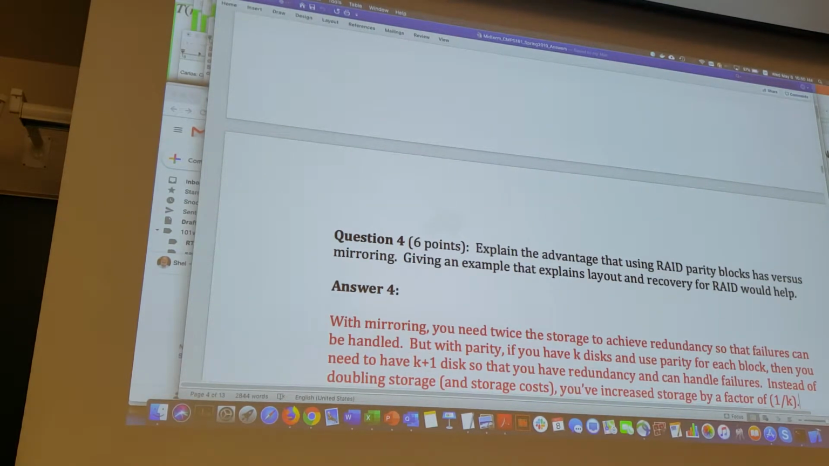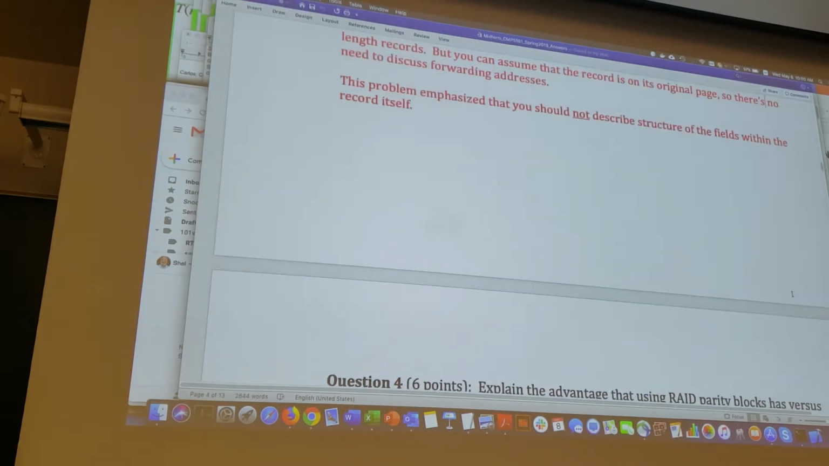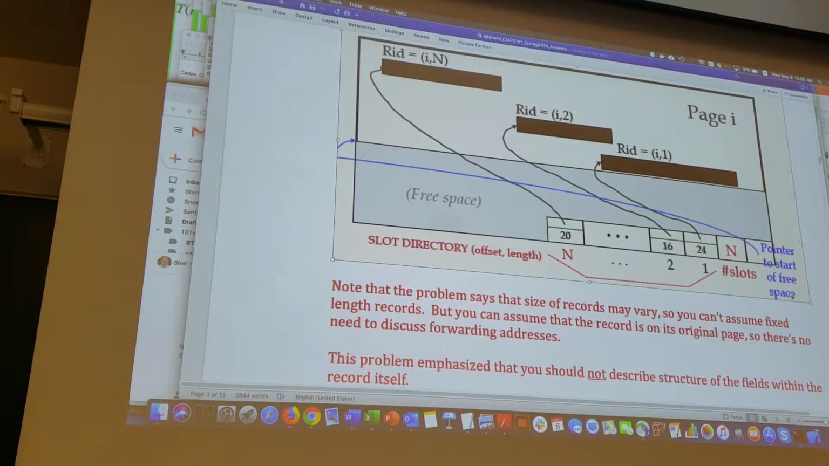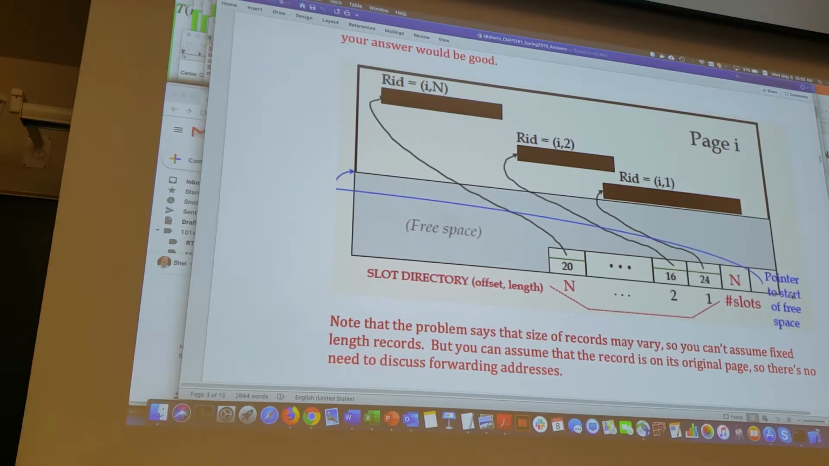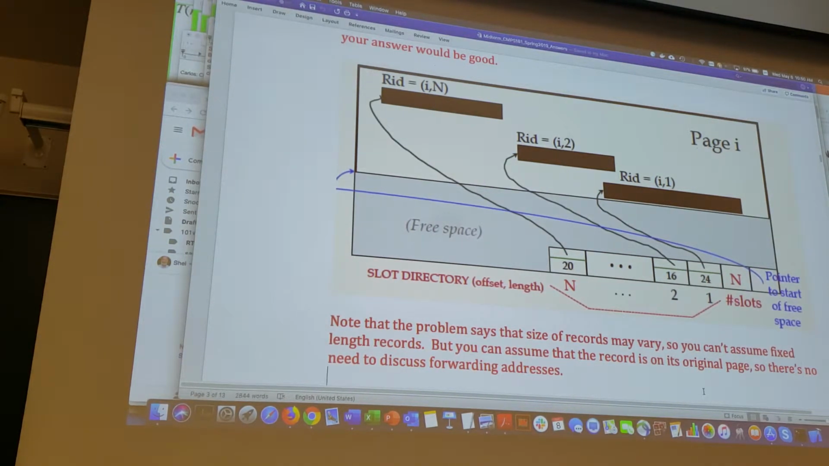Question. If you swapped where it says slots and pointed to free space, is that a problem? No. Okay, cool. And you don't even have to describe the free space. Sure. That wasn't asked about in this problem.